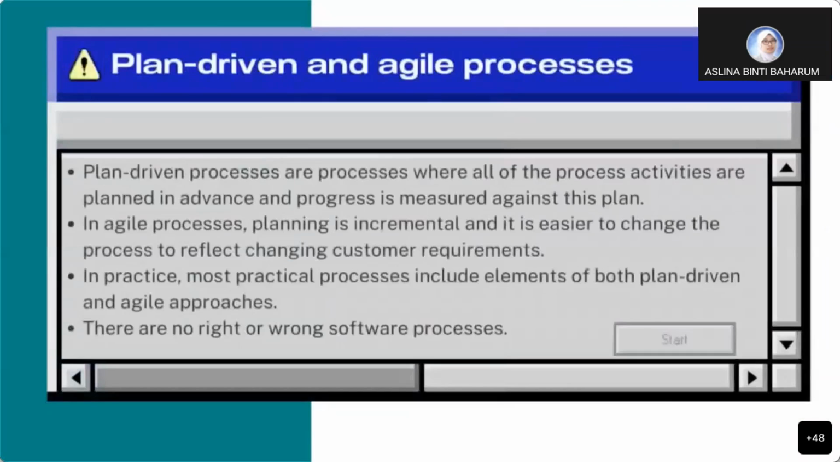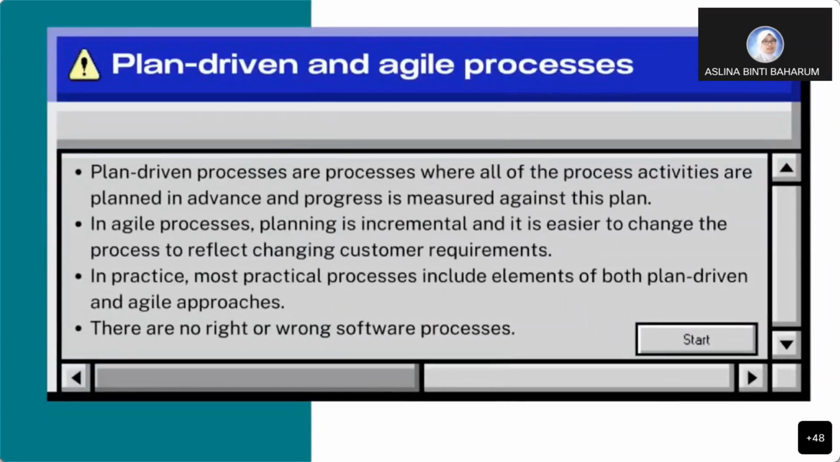The plan-driven and agile processes. The plan-driven processes are processes where all of the process activities are planned in advance and progress is measured against this plan. In agile processes, planning is incremental and it is easier to change the process to reflect changing customer requirements. In practice, most practical processes include elements of both plan-driven and agile approaches. Last but not least, there are no right or wrong software processes.